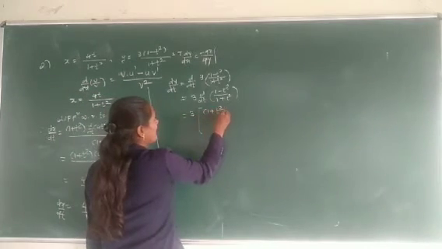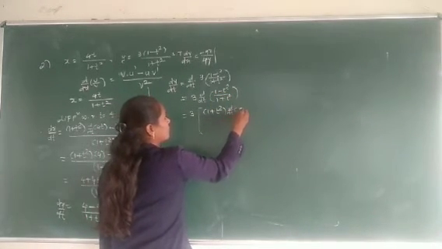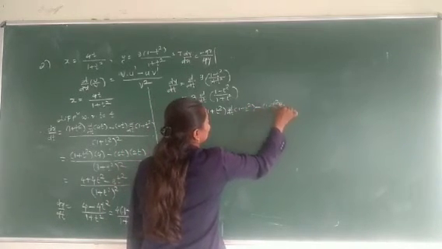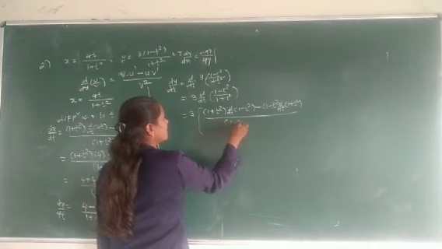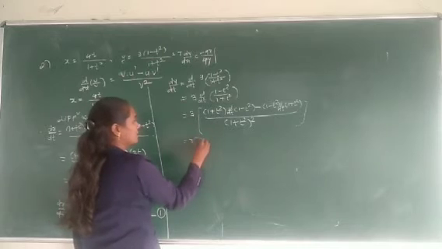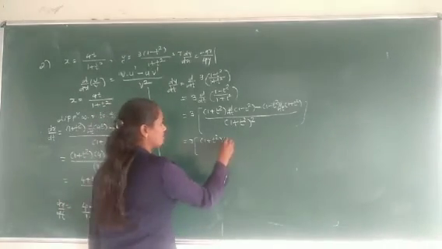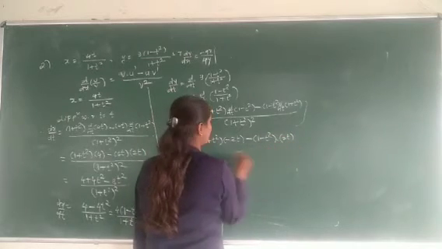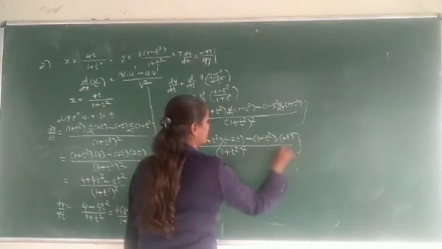Write 1 plus t square as it is into derivative of 1 minus t square, minus 1 minus t square as it is into the derivative of 1 plus t square, divided by (1 plus t square) whole bracket square. Now this is the constant as it is, right? 1 plus t square as it is into derivative of 1 is 0 and t square is 2t, but minus 2t, minus (1 minus t square) as it is into derivative of t square is 2t, upon (1 plus t square) whole bracket square.